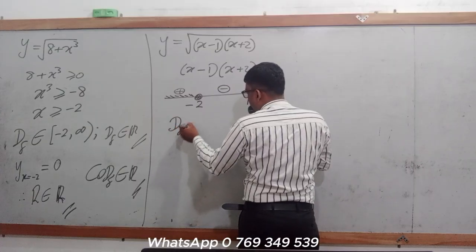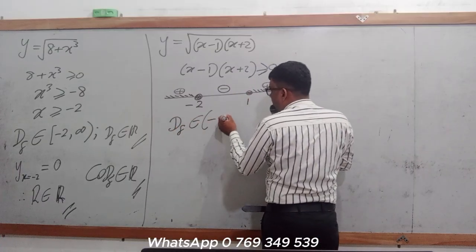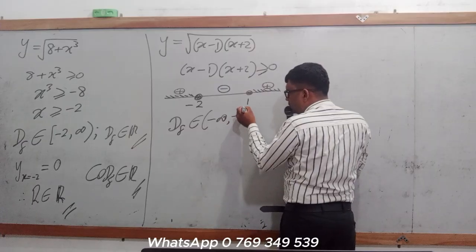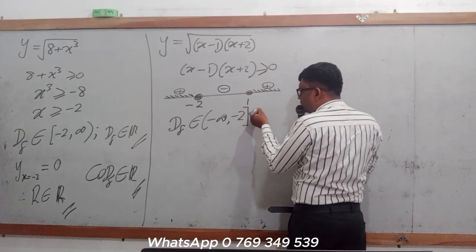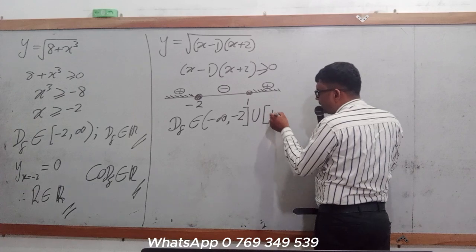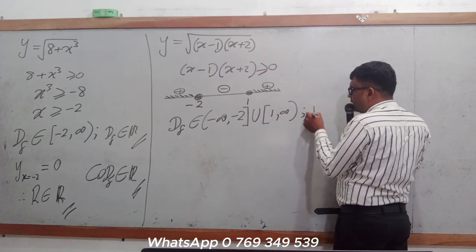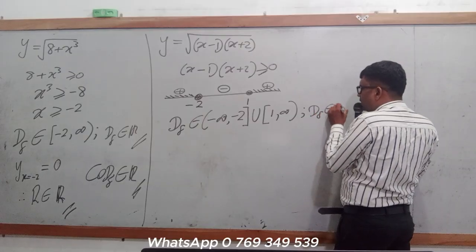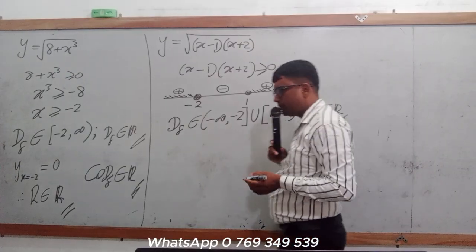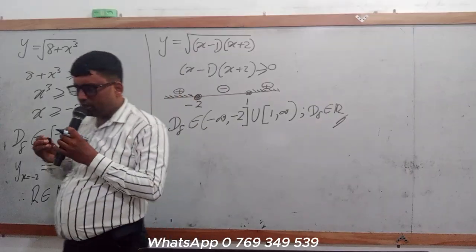Therefore, the domain Df is minus infinity to minus 2 with a square bracket, union 1 to infinity with a round bracket, and Df belongs to R like that. This is the theory, right?